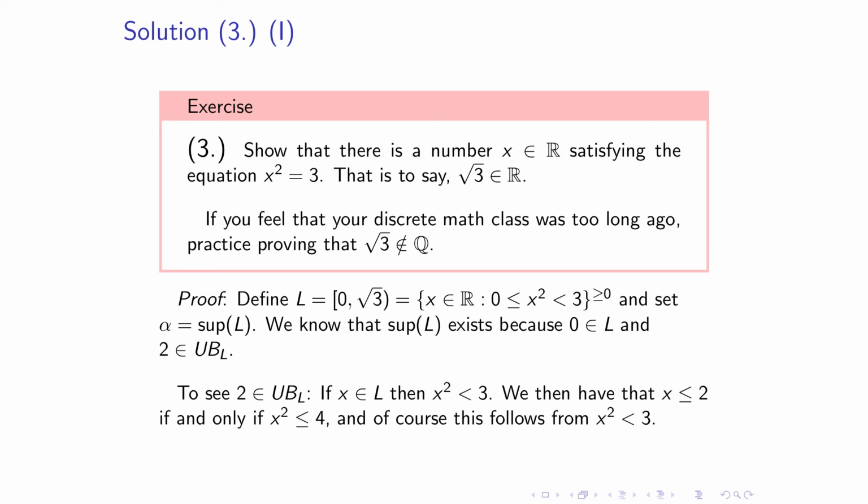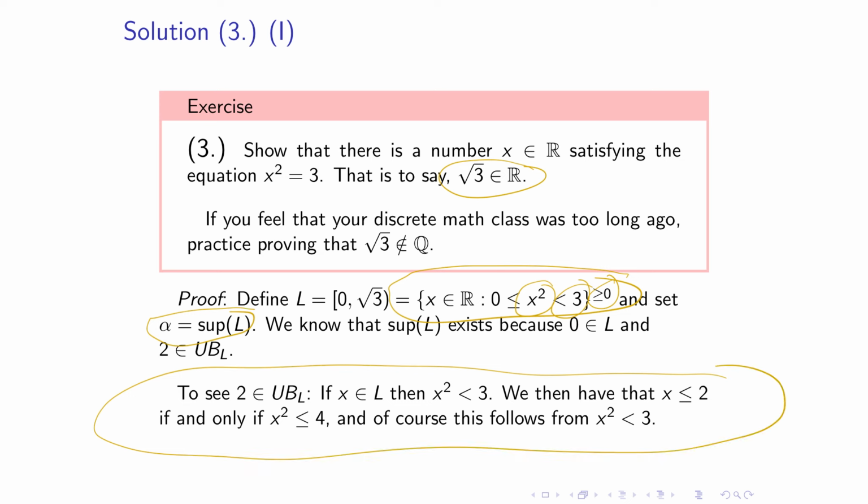Okay, next exercise, we're going to show that root 3 is a real number, and we're going to proceed almost exactly the way that we did with root 2. So we're going to define a set of all non-negative things whose square is less than 3, just to keep things simple. We now know from the previous exercise that this set is non-empty and bounded above, so the supremum exists.